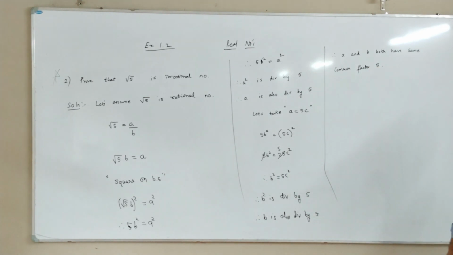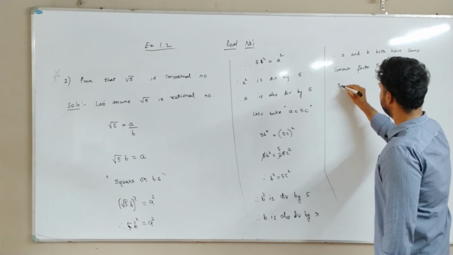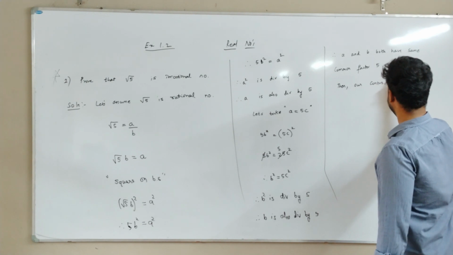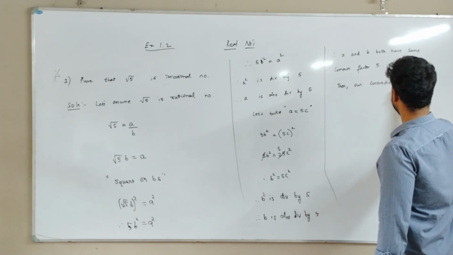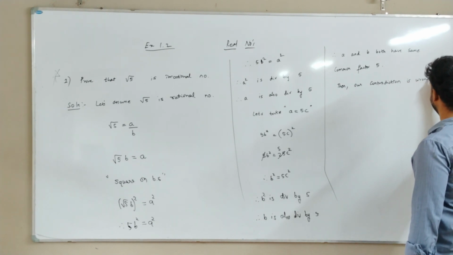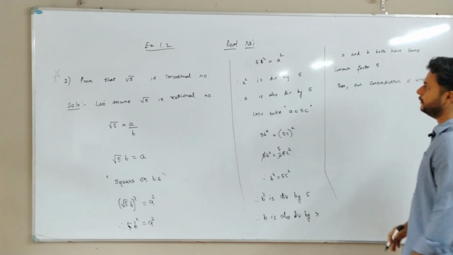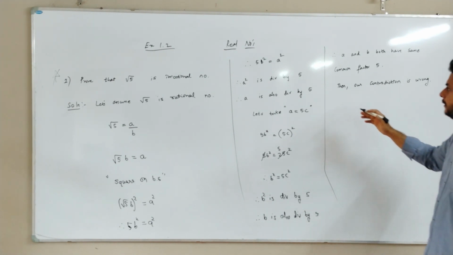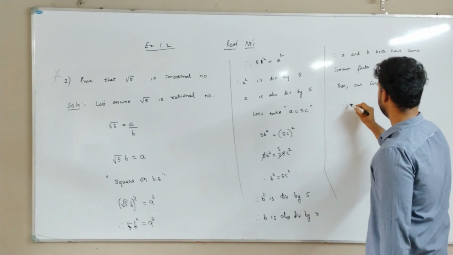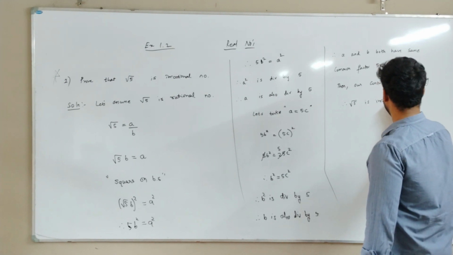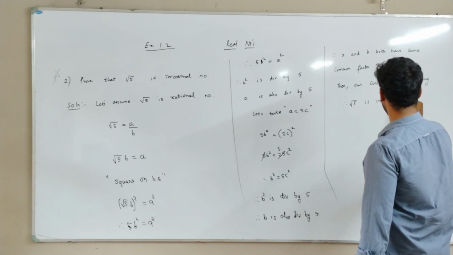When both have 5 as the same common factor, then our contradiction is wrong. It is not a rational number. Therefore, root 5 is an irrational number.